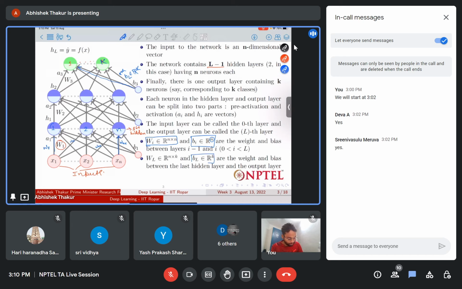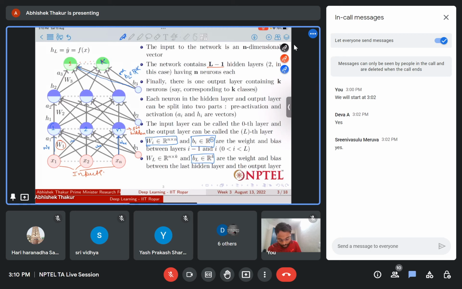Okay, so this point you also understood. And what will be the dimension of WL? WL is the weight in the Lth layer, so that is the last layer. Here L is equal to 3 in this diagram. So what will be the dimension?